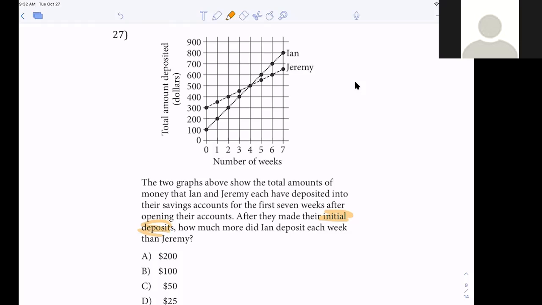So it says, how much more did Ian deposit each week? All right. So their initial deposit was, Jeremy's was what? 300. And then Ian started with what? 100. So this is Ian, this is Jeremy. Next week, Jeremy had how much?